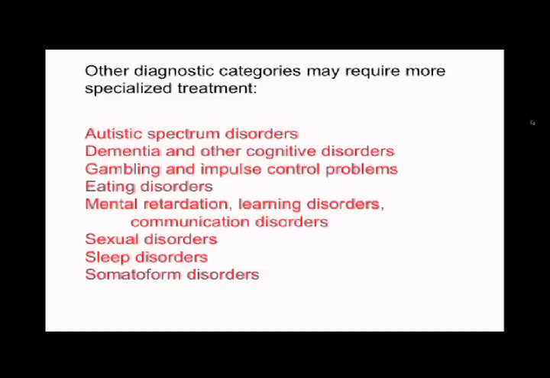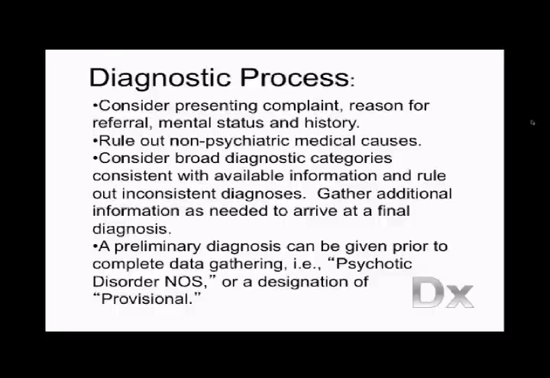Some other diagnostic categories might require more specialized treatment, and if you have a general private practice, unless you specialize in one of these things, you'd often refer them to someone who does. Autistic spectrum disorders such as autism and Asperger's, dementia, gambling and impulse control disorders, eating disorders, mental retardation, learning disorders, communication disorders, sexual disorders, sleep disorders, and somatoform disorders. Now, all of these have specific treatments and generally require a specialist.